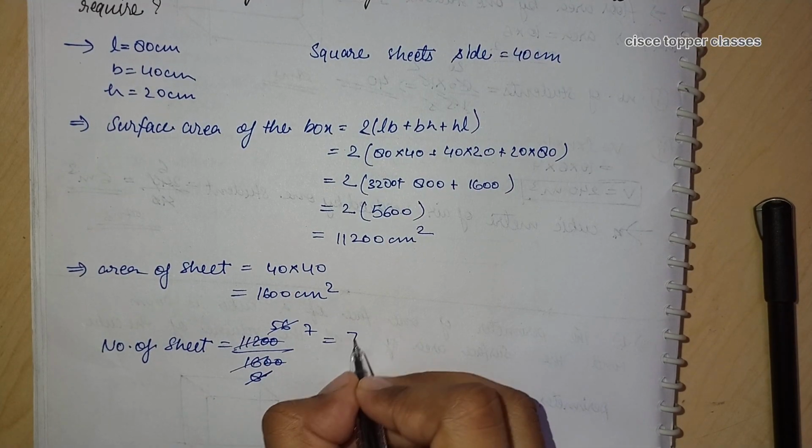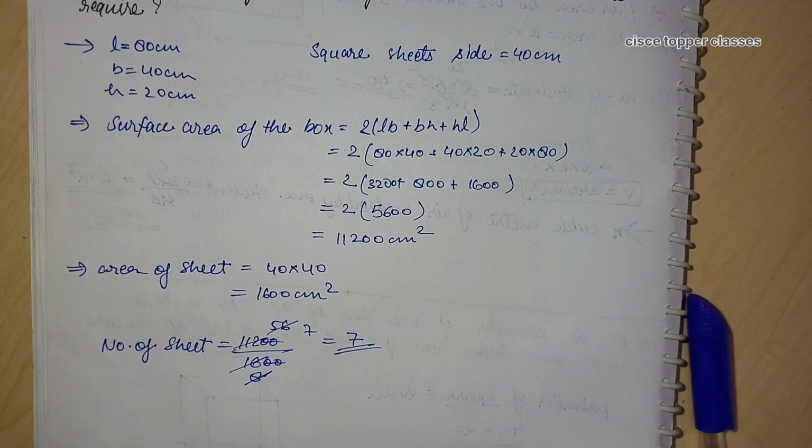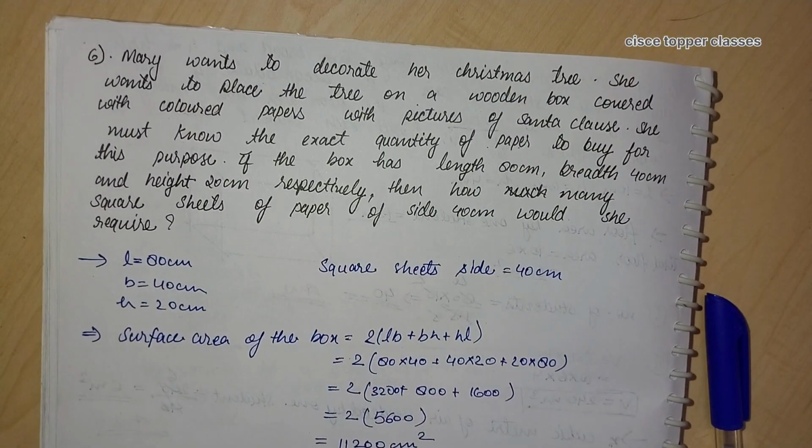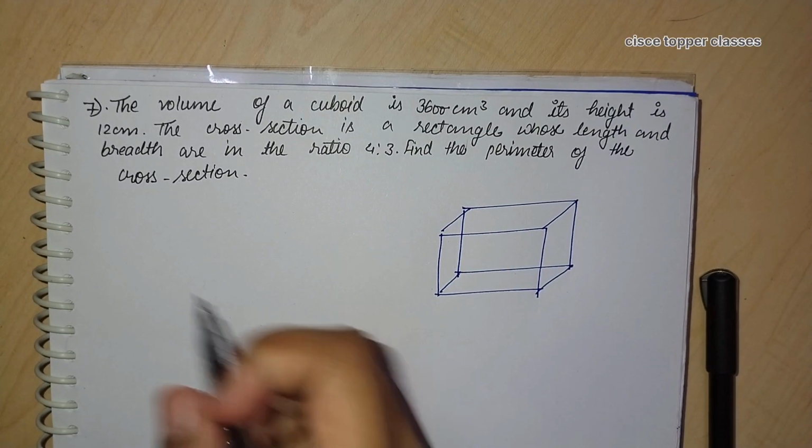So 7. Number of sheets are 7. So this is the final answer in this question. This is only what was asked, and this is the solution of this sixth question. Let us solve the seventh question.